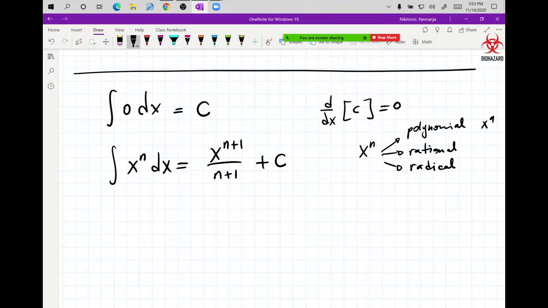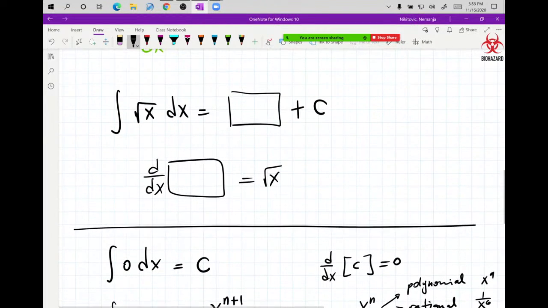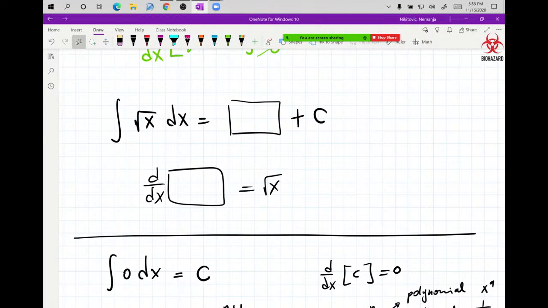Polynomial, x to the 9. Rational, 1 over x to the 6. Radical, cube root of x. Because these guys can be rewritten, right? The 1 over x to the 6 can be written as x to the minus 6, and the cube root can be 1/3 as the power. So now when I go back over here, that's how I do it.